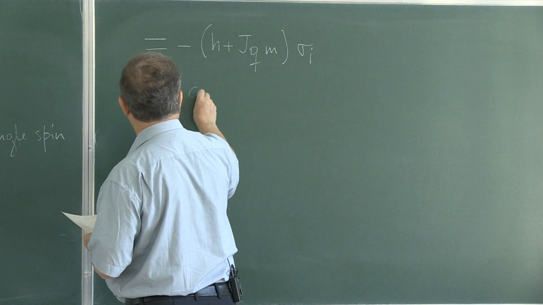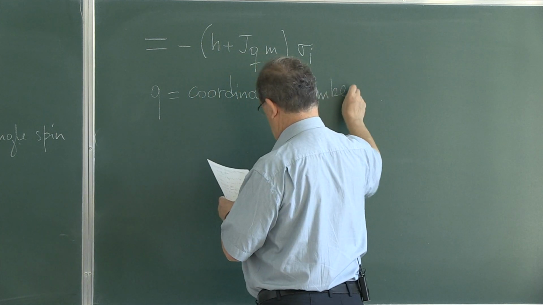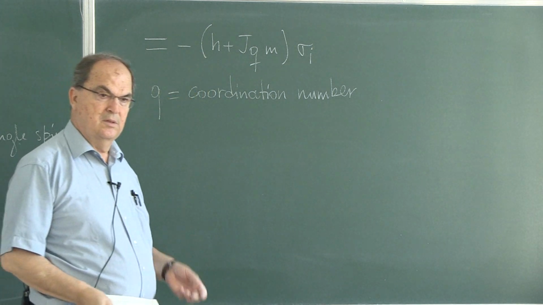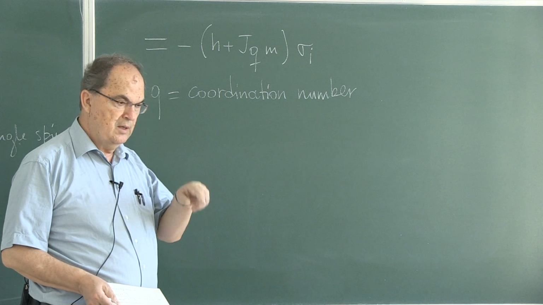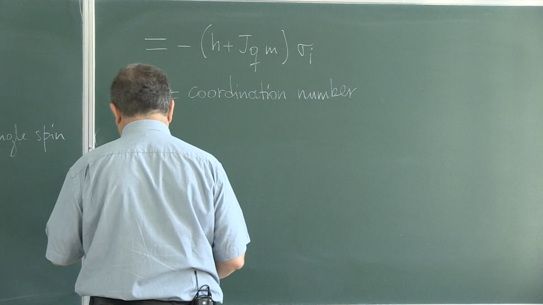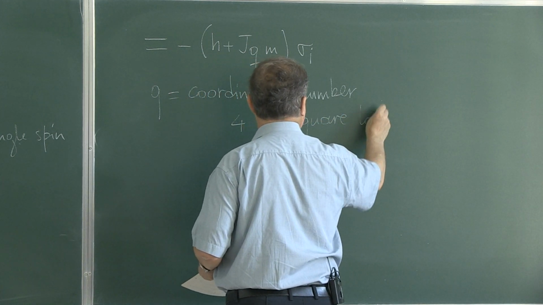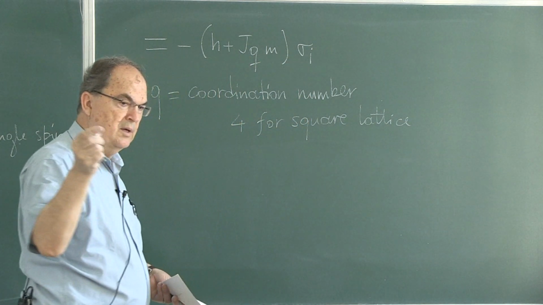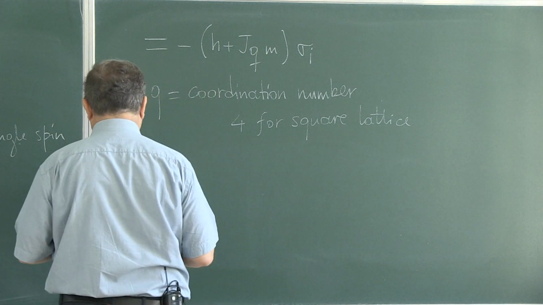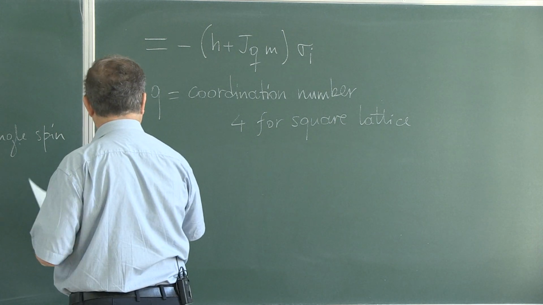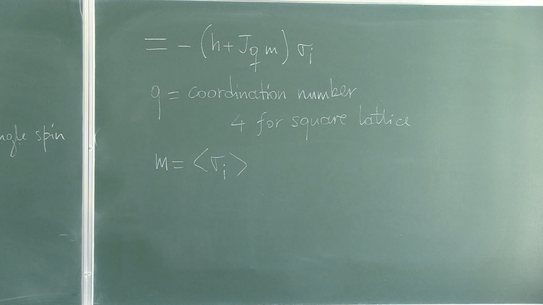Q is the coordination number of nearest neighbors. If you have a square lattice, it is 4, isn't it? Any spin has 4 nearest neighbors around it. That's coordination number 4 for square lattice. In a one-dimensional case, it is 2, isn't it? 1 on the left, 1 on the right. So M is the average magnetic dipole moment or magnetization.